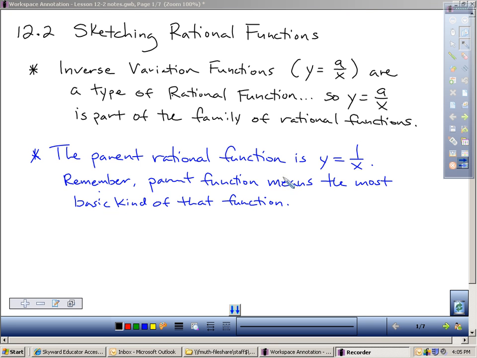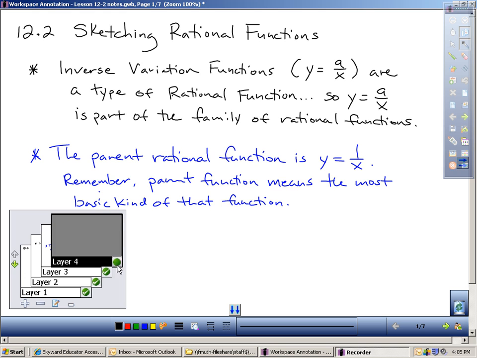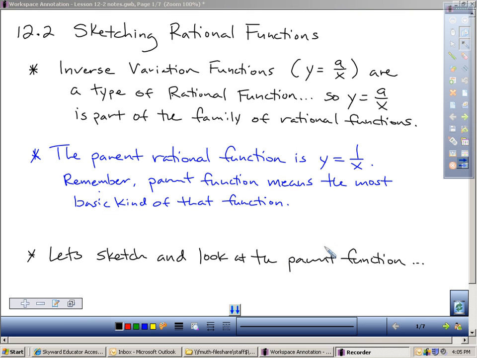The parent rational function is y equals 1 over x. I'm pretty sure we sketched that on the last video, if not for sure in our homework in 12.1. And the parent function means the most basic kind of that function. All right? And we're going to sketch and look at the parent function again. The domain and range of the parent function is going to be all real numbers other than 0. So I can plug in any value for x other than 0, and it will give me any number for y other than 0. That would be my domain and range of that.